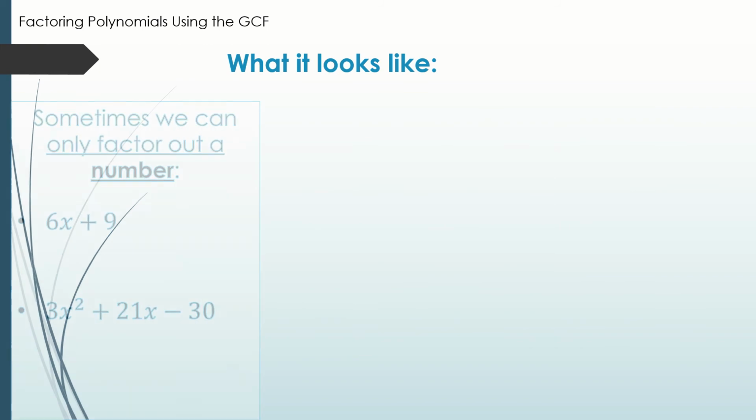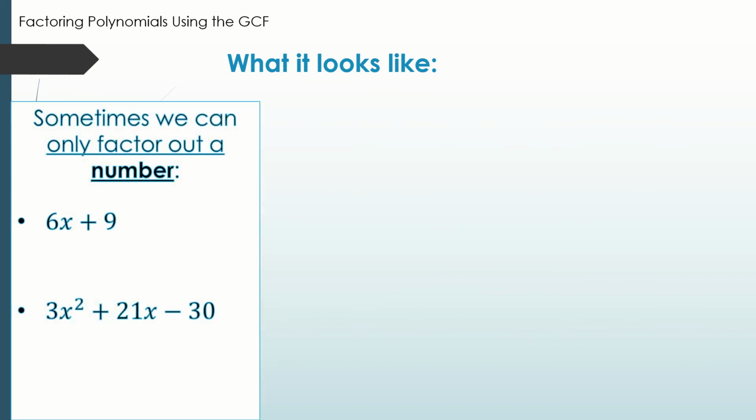So what does this look like? Well, sometimes we can only factor out a number. Sometimes the only factor they have in common is a number. So if we look at 6x plus 9, we can decide the factors of 6, the things that can multiply to give us 6. If I do my 6 here, I have 1 times 6, 2 times 3, and those are the only factors for 6. So let's see what we have for 9. 9, I have factors of 1 and 9, 3 and 3, and those are the only factors of 9.